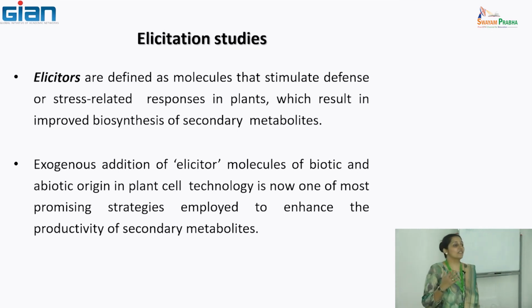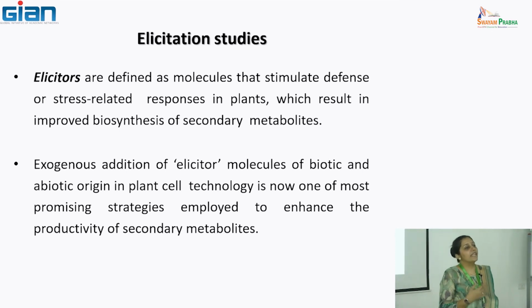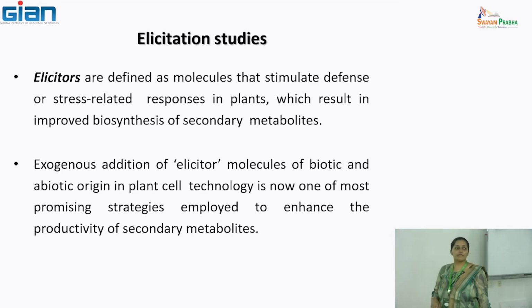Coming to the most promising strategies until date, which can lead to maximum yield enhancements in plant cells, which is elicitors. As I was mentioning, elicitors are defined as molecules which generally stimulate defense or stress related responses in plants, which results in improved biosynthesis. So, from where are you going to get the cues? Again, as I was telling in my first lecture, you take the cues from nature. Why was this molecule produced in the plant? What is causing this molecule to be produced in the plant?